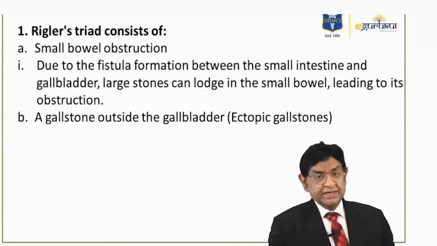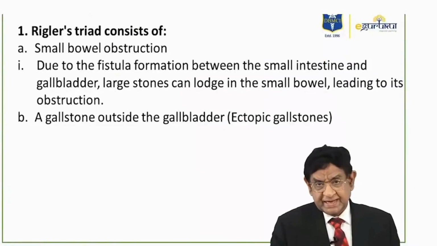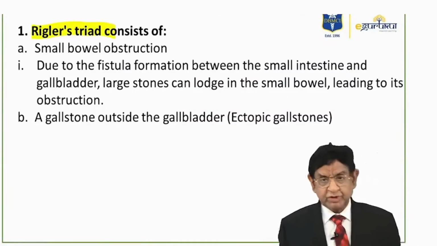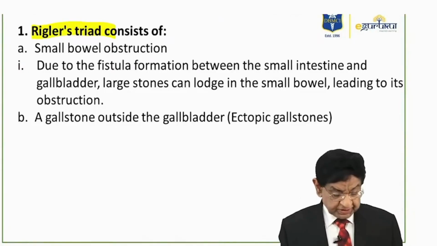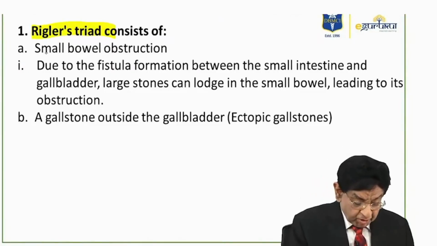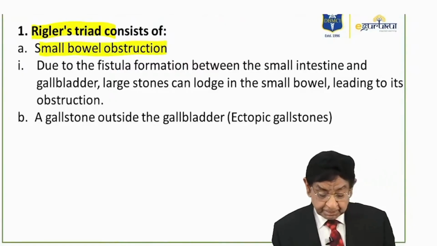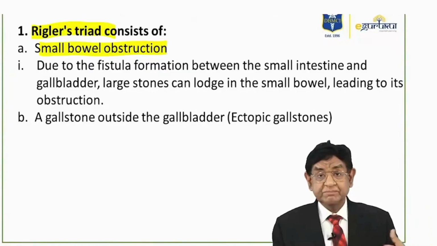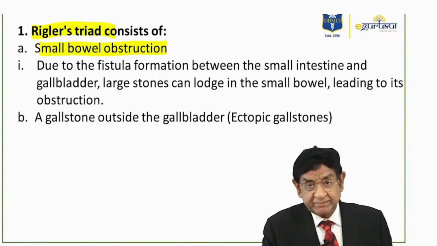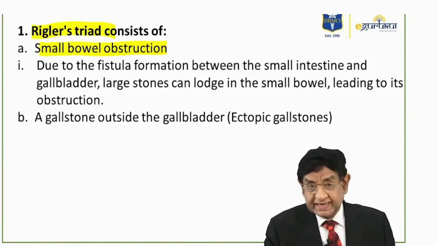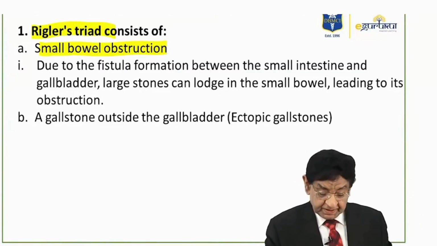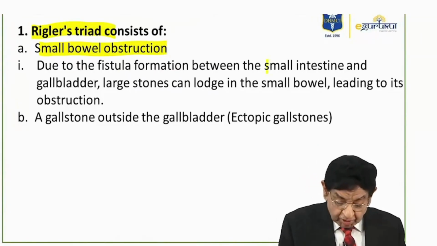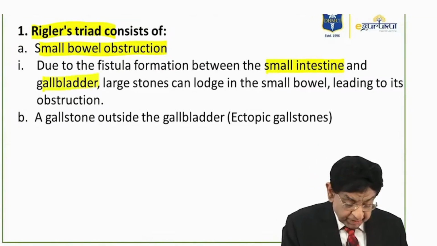Now we have one more entity, again a gold medal or rank number 1 question, Rigler's triad, not known to 99% of students. What is this? It is small bowel obstruction. Right, we discussed the previous one. Let us see what additional findings we are getting. One is obstruction. So it's a fistula formation between the small intestine and gallbladder.